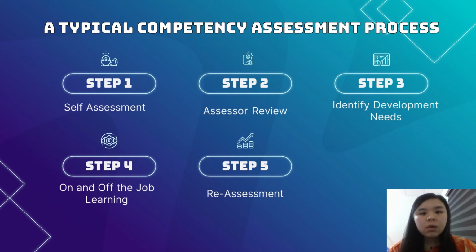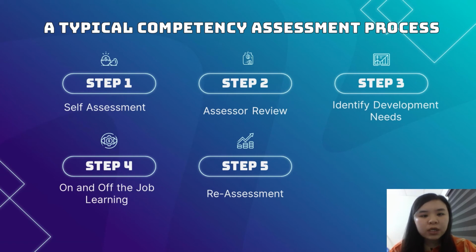Step 2. While a self-assessment may be sufficient for some processes, many require an assessor to also assess an individual. This usually requires completing a competency assessment form and, in some cases, reviewing the evidence a person has collected that they can perform a skill. For more robust competency assessment processes, an assessor may observe a person performing some skill on the job.